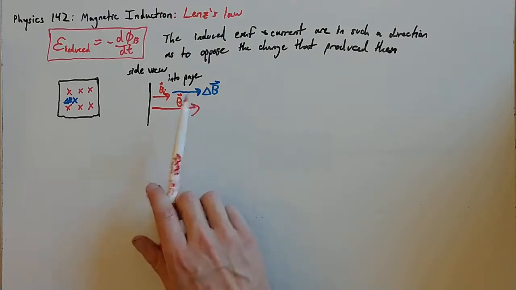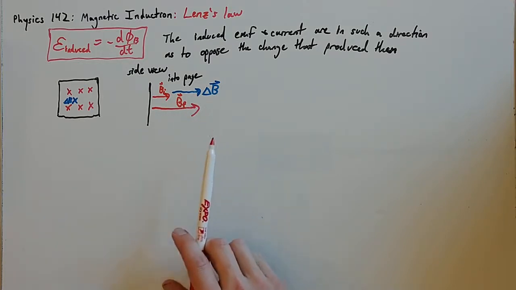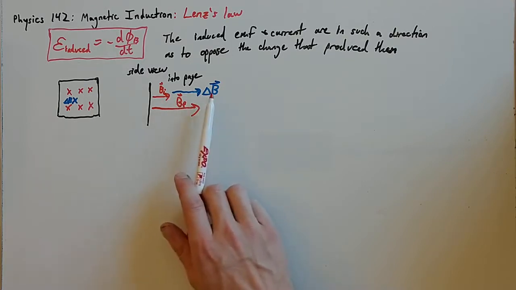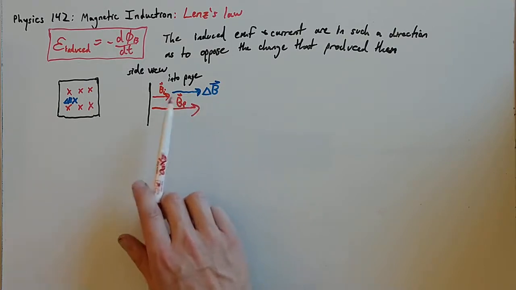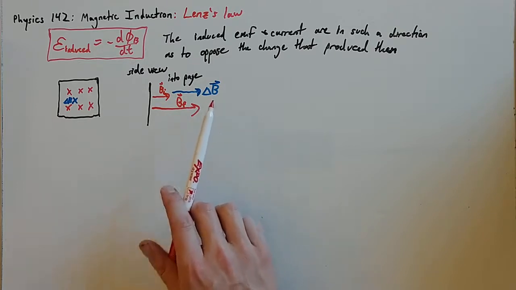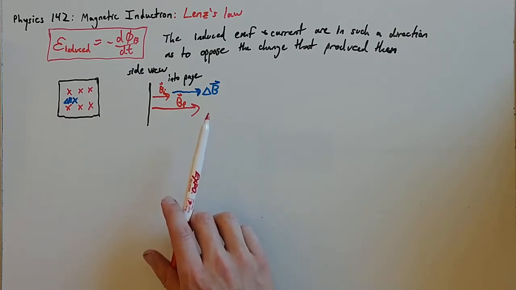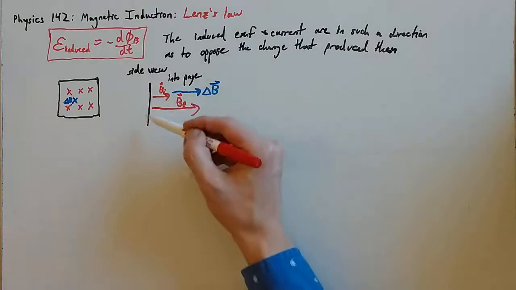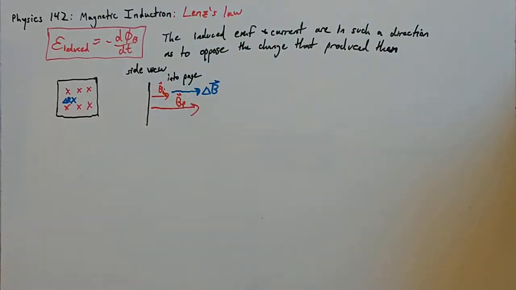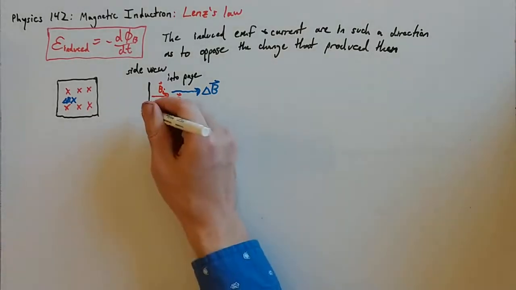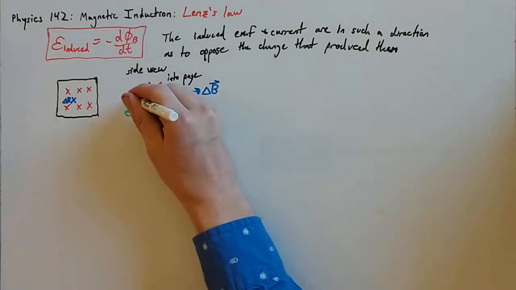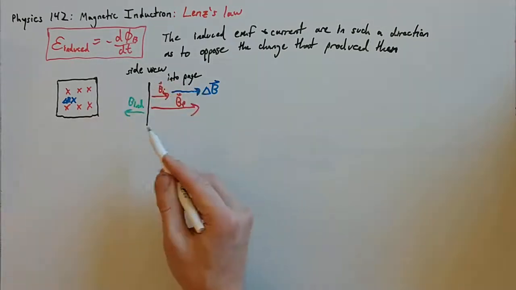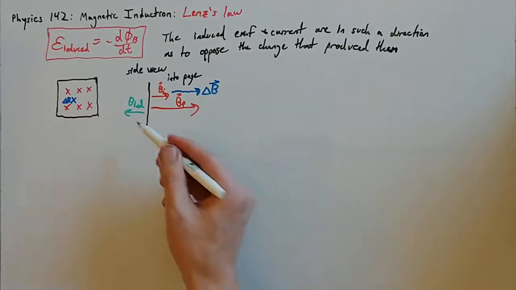So if delta B is into the page, what Lenz's law says is this is a change that's producing a current, and so that change should then be opposed. What we're going to imagine is that any current that occurs in this wire is going to induce a magnetic field that opposes this change. So the induced magnetic field, B induced, which we'll write in green here, is going to oppose delta B. It's going to be in the opposite direction of delta B.